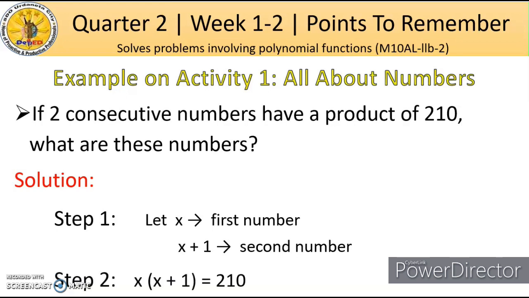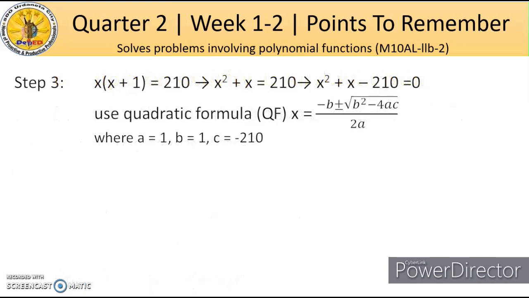Step 2. Since it is stated that they have a product of 210, we multiply x by x plus 1. So our mathematical equation should be x multiplied by quantity x plus 1 is equal to 210. Step 3. You multiply x by x plus 1, so we have x squared plus x is equal to 210. And writing it in standard form, we have x squared plus x minus 210 is equal to 0.